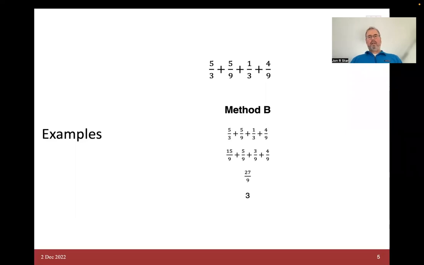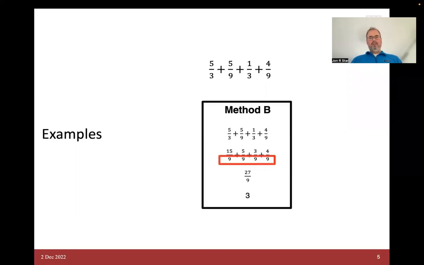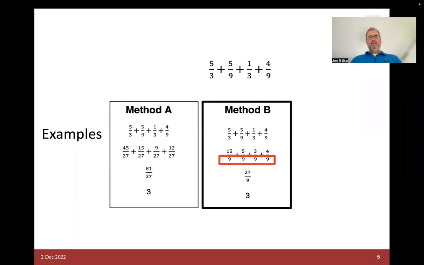First, I show you a method I call method B, which is that we obtain a common denominator for the four fractions and then add them together. Here is a method that I call method A, which is very similar to method B, except the common denominator here is 27, which a student might obtain by multiplying 3 times 9.